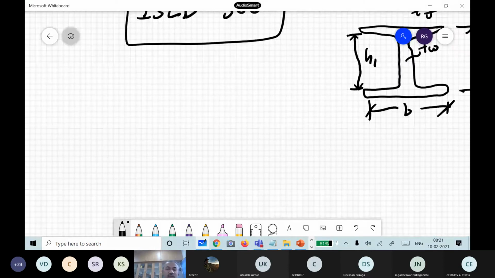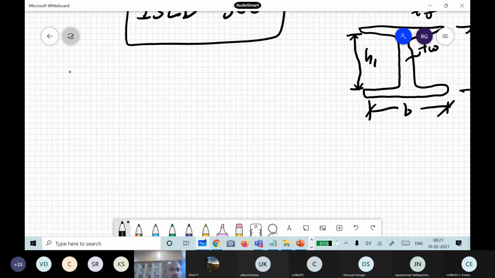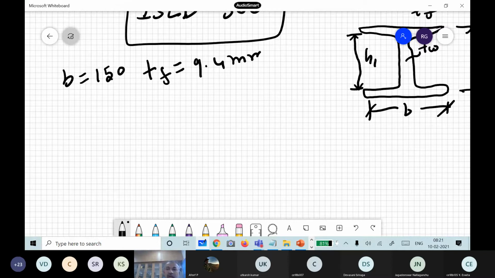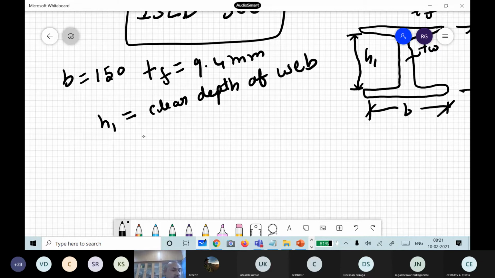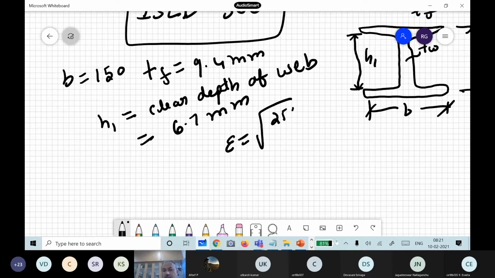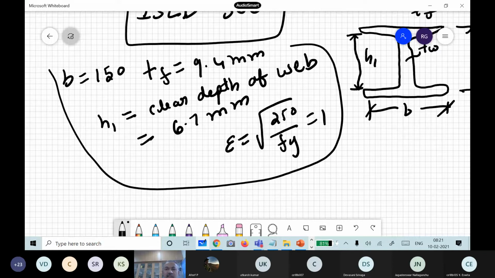Now to classify this, B is 150, thickness of flange you copy from the steel tables, 9.4 mm. And H is the depth, which is 300. H1 is the effective clear depth of the web. The thickness of the web is 6.7 mm. Then epsilon is root of 250 by fy, which is 1. These details are required for our classification.